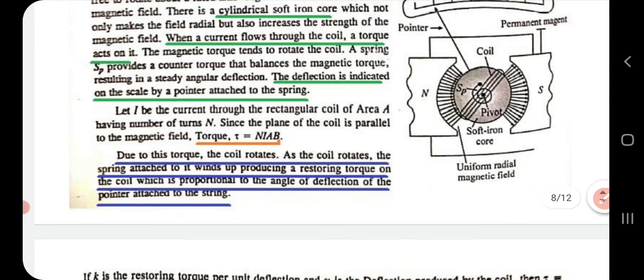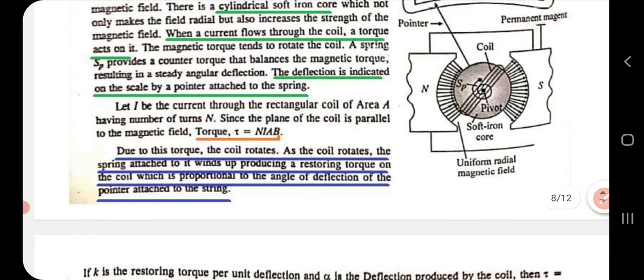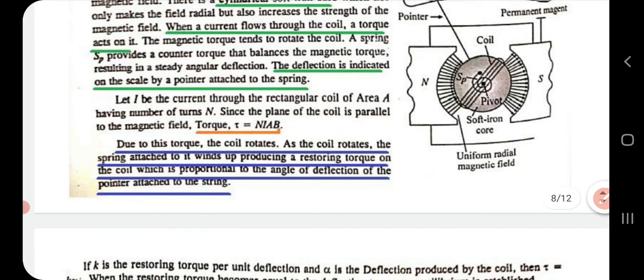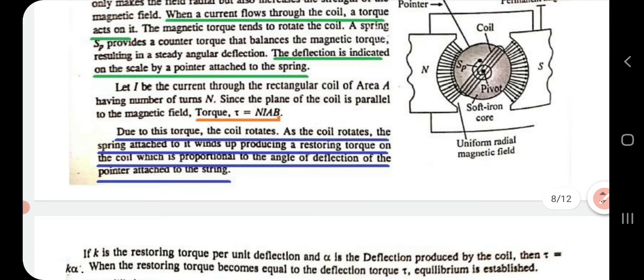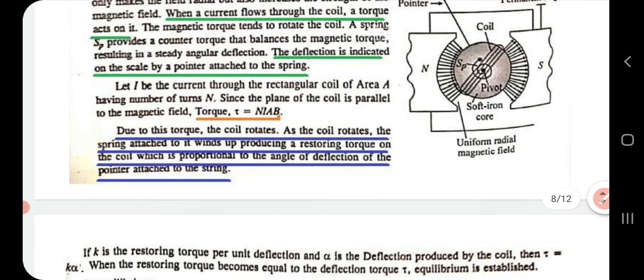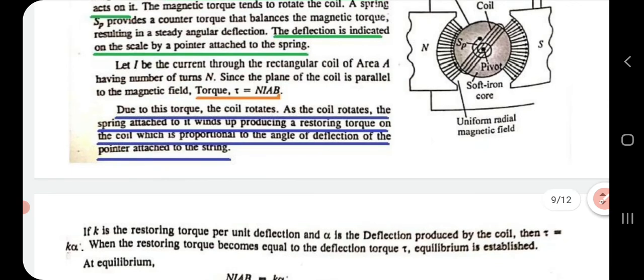So let I be the current through the coil of area A having number of turns N. Then the torque will be given by tau equal to N I A B. Due to this torque, the coil rotates. When the coil rotates, the spring attached to it will wind up, thereby producing a restoring torque on the coil. This restoring torque will be proportional to the angle of deflection of the pointer attached to the spring.